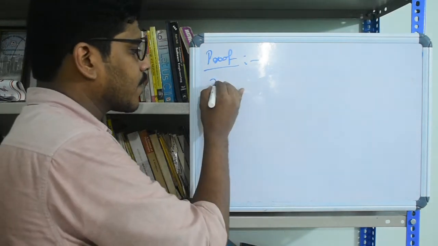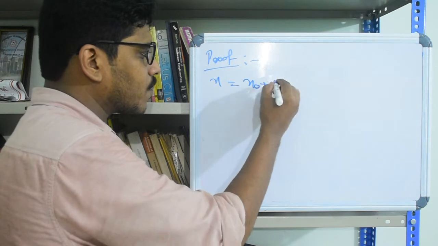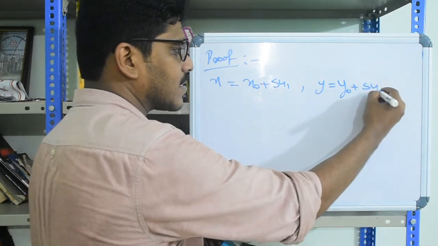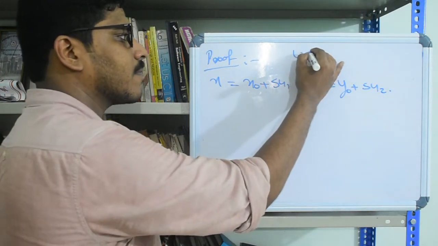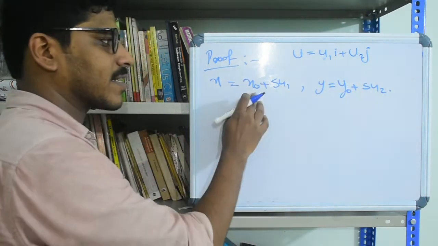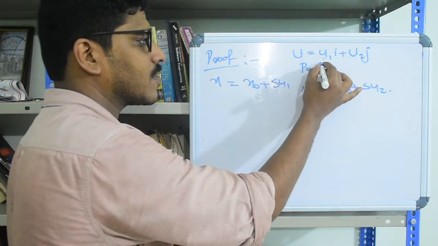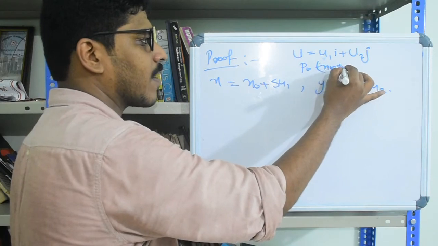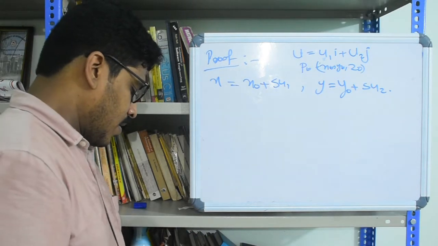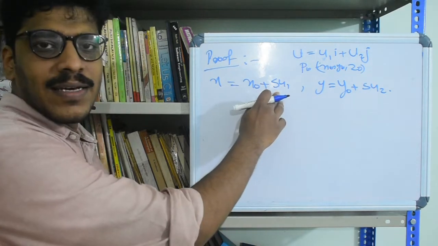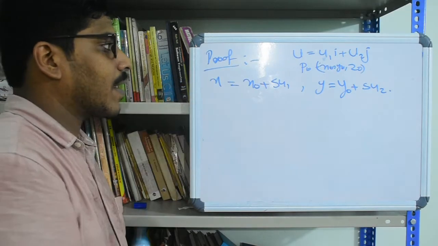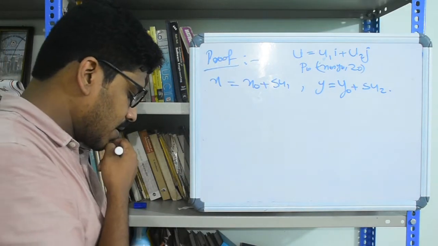Consider the line x equal to x naught plus s u1, y equal to y naught plus s u2. Remember, this u1 and u2 are coming from the unit vector u1 i plus u2 j, and x naught, y naught are coming from P naught, which was given as x naught, y naught, z naught. These are not just random numbers or random constants. So this s is actually the arc length parameter, and these equations give us the straight line passing through P naught parallel to u.